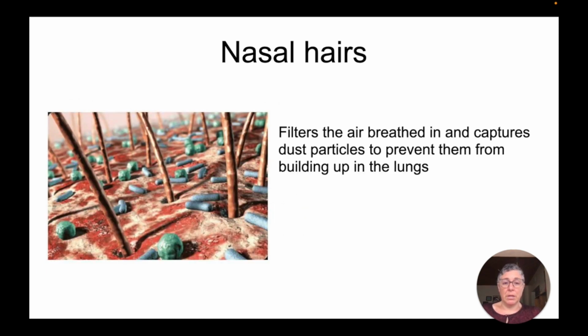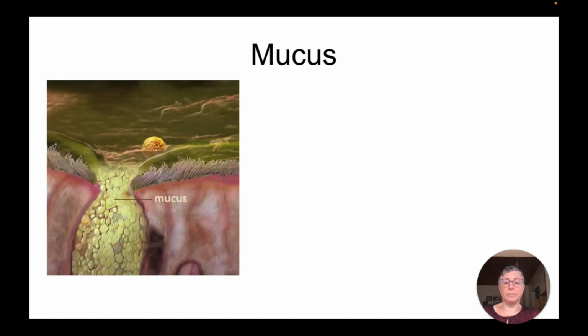Okay, so then we have nasal hairs. Nasal hairs are going to filter the air that we breathe in. So we should be breathing in through our nose, and the hairs in our nose are going to act as a filter. It's going to capture dust particles where bacteria and other microorganisms are hiding and prevent them from reaching the lungs and building up in the lungs.